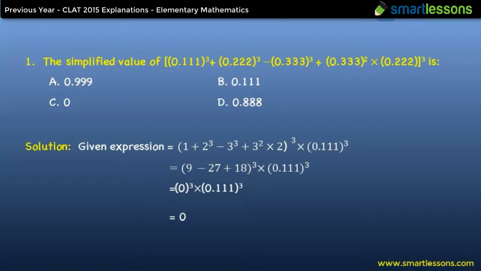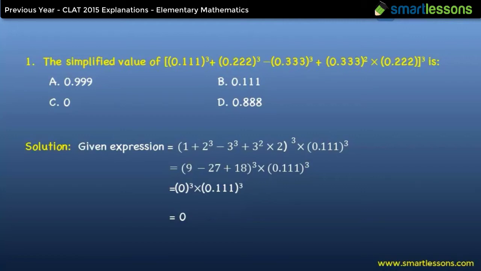The question is, as you can see, one mathematical expression is given. The expression is 0.111 whole cube plus 0.222 whole cube minus 0.333 whole cube plus 0.333 whole square into 0.222, then the whole cube of that complete expression.